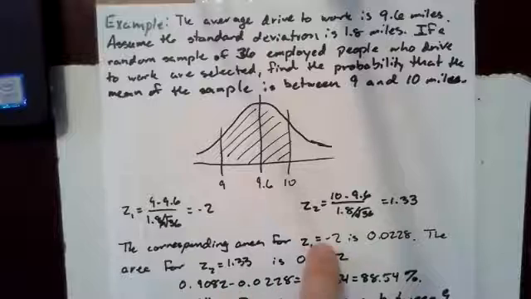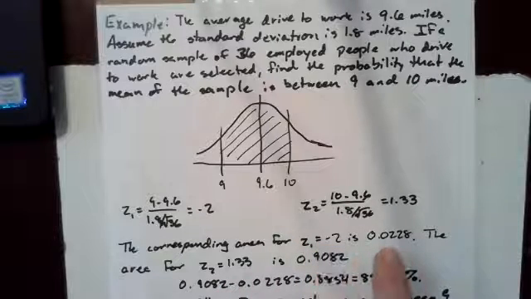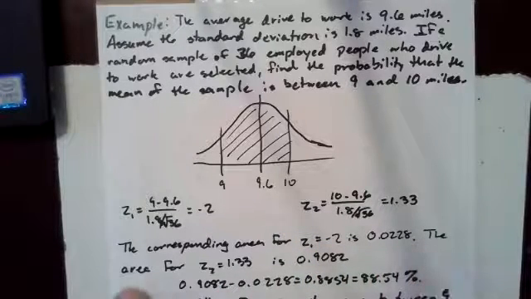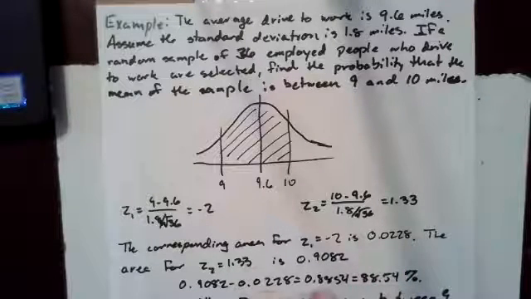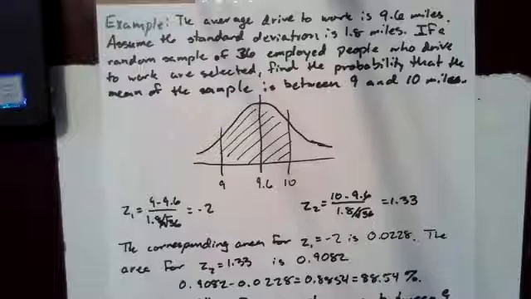The corresponding area for z equals -2 is 0.0228. The area for z equals 1.33 is 0.9082. We subtract 0.0228 from 0.9082 and get 0.8854, which is 88.54%. The probability of a sample mean between 9 and 10 miles is 88.54%.